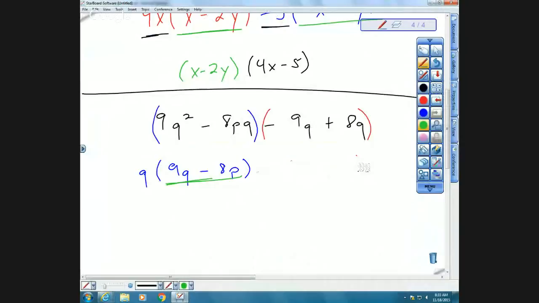Good night. 8p. So now what can I pull out here? Can I pull out anything there? No, but if I pull out a negative 1, that would make this positive 9q and negative 8p, which would make it match up with this one. Okay, so now I put together what's on the inside.